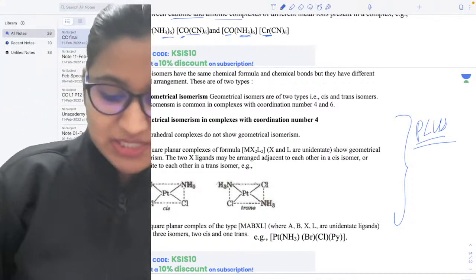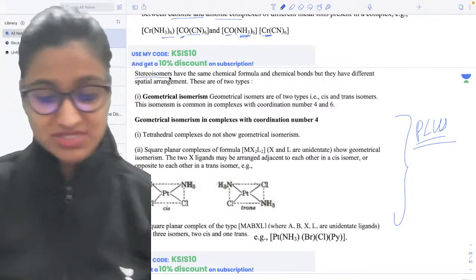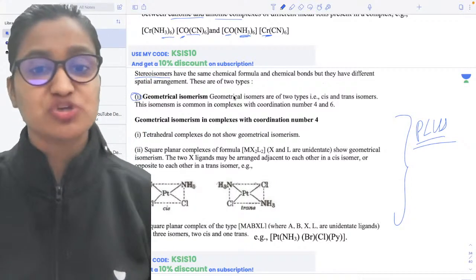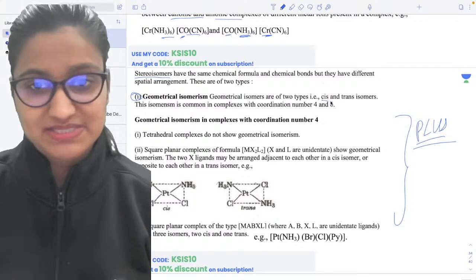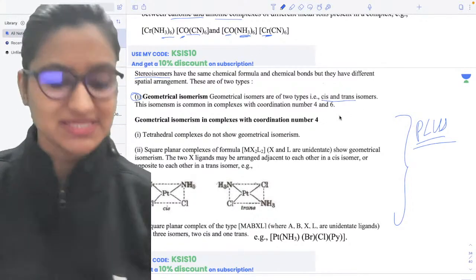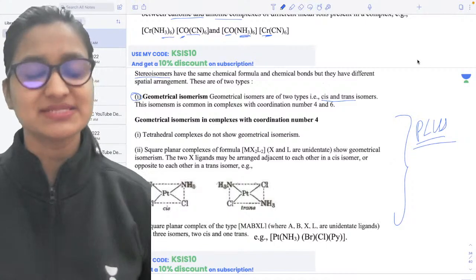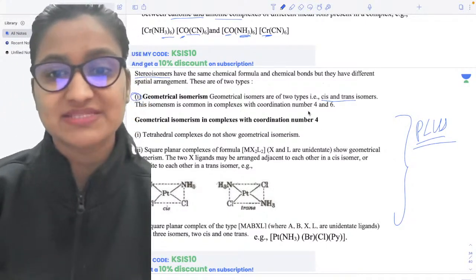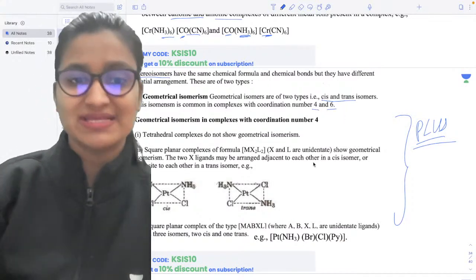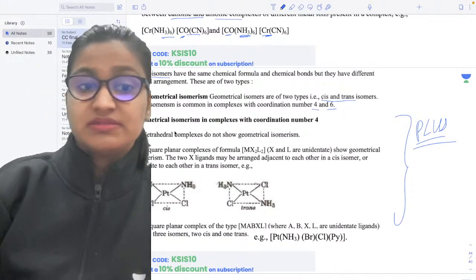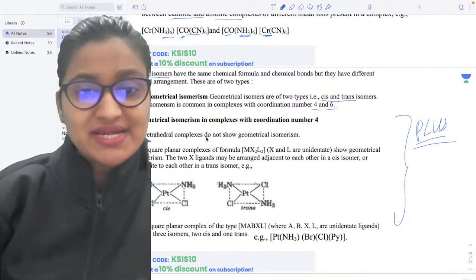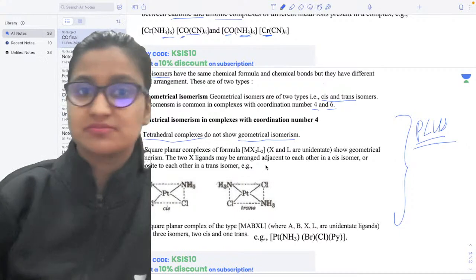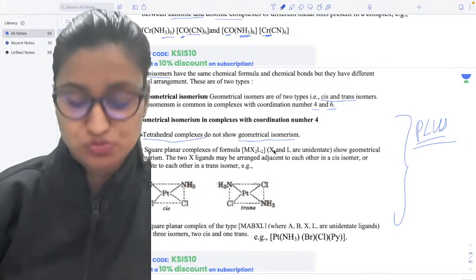So there are basically two types of stereoisomers. Geometrical isomers are of two types, cis and trans. ये तो अपने को पता है cis and trans. We have already done this in class 11. This isomerism is common in complexes with coordination number 4 and 6, right? Next thing is that tetrahedral complexes जो होते हैं they do not show geometrical isomerism. Cis trans isomerism they don't show.